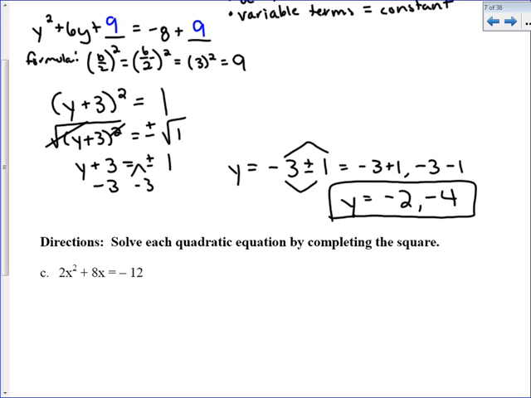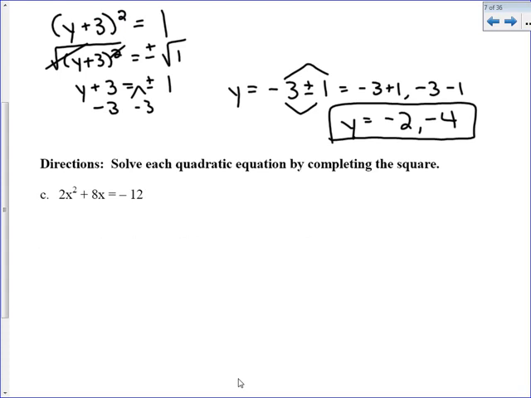Questions? Ask your questions on this one because then you're going to be doing it on your own. All right, solve the quadratic by completing the square. Completing the square is filling in the blank.